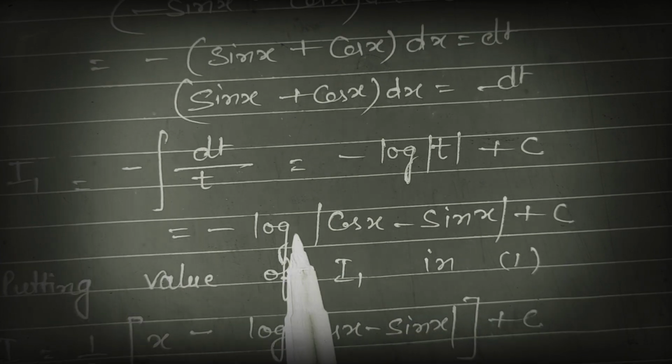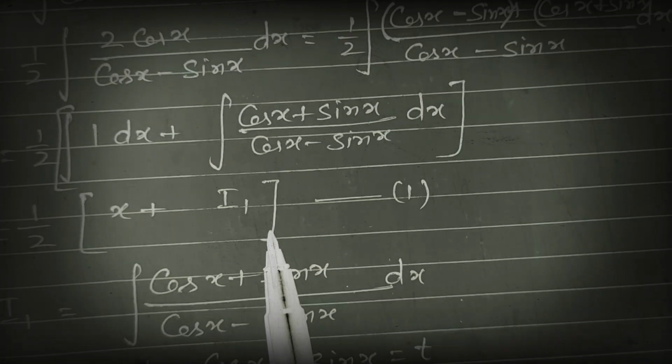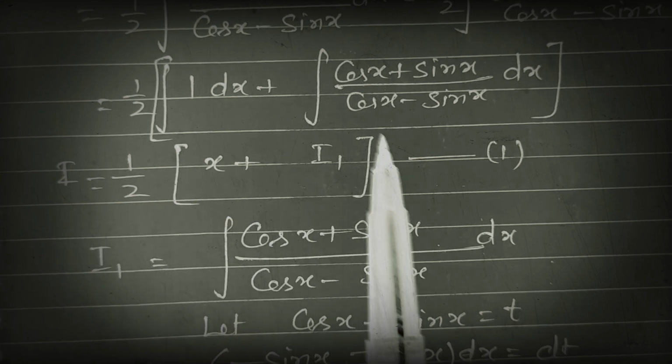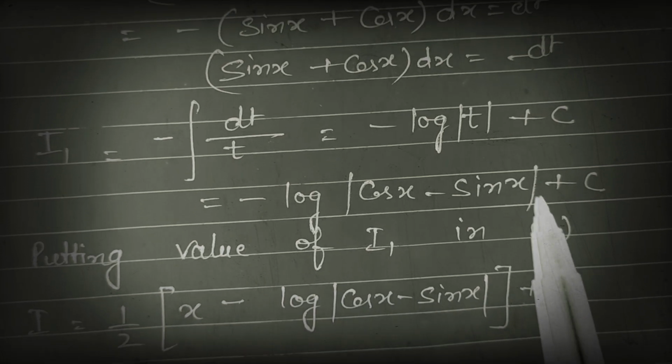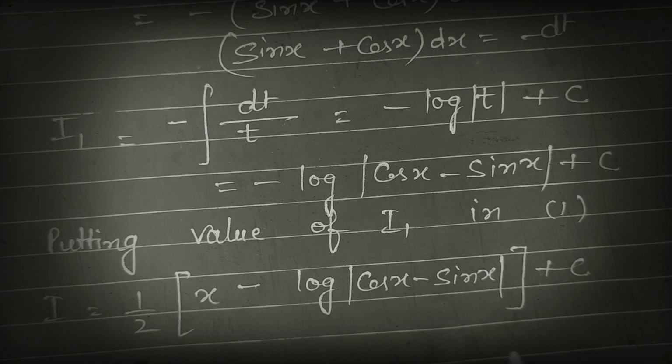So this is I1, and we will put this in the first equation. I is equal to half of x plus the I1 value, which is minus of log of (cos x minus sin x) plus c. So we put it in this, and this is the answer.